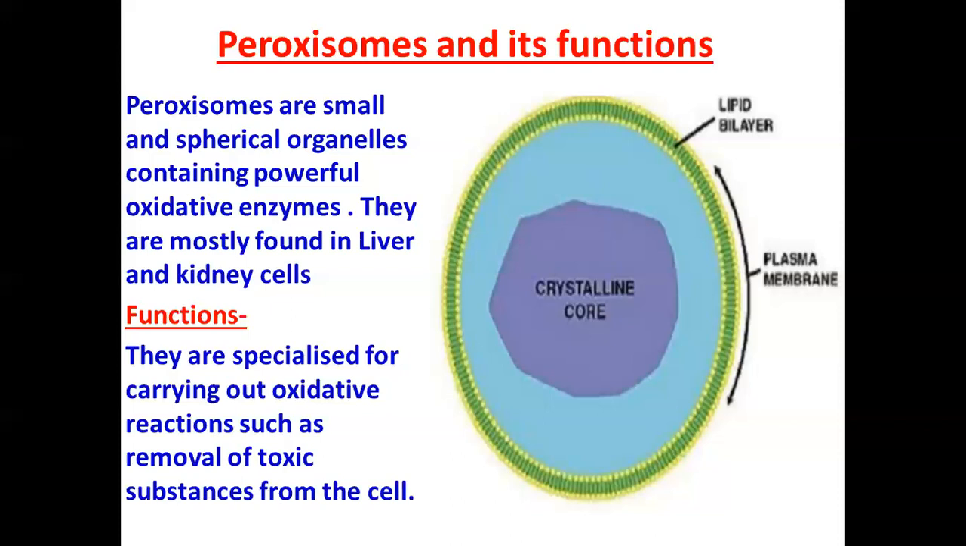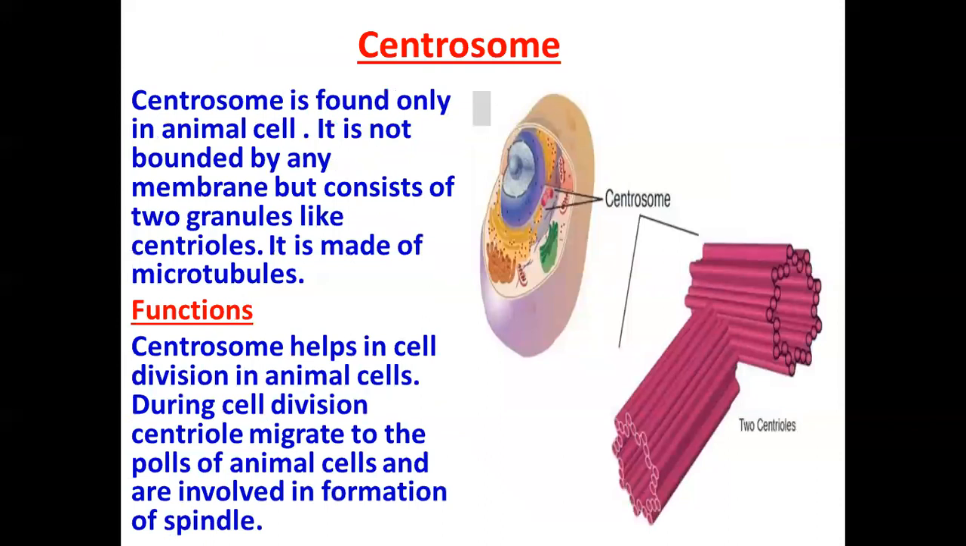Next is the centrosome. The centrosome is found only in animal cells. It is not bounded by any membrane but consists of two granule-like centrioles. Centrioles are hollow, cylindrical structures made up of microtubules. In plant cells, the polar caps perform the function of centrioles. Now, what is the function of the centrosome? You have seen in the chromosome as well where the centrosome is located. The centrosome helps in cell division in animal cells.